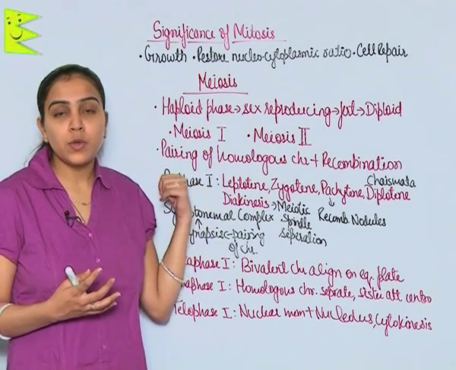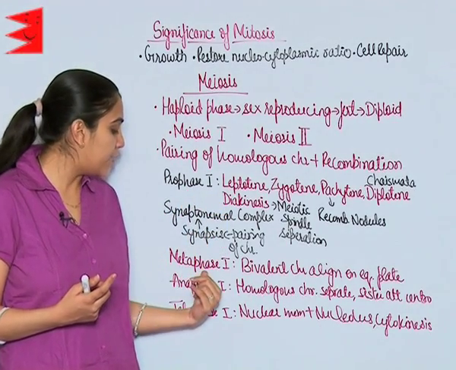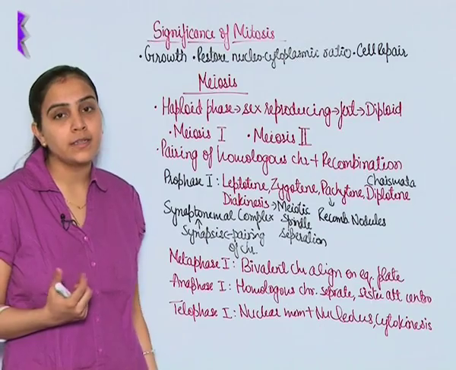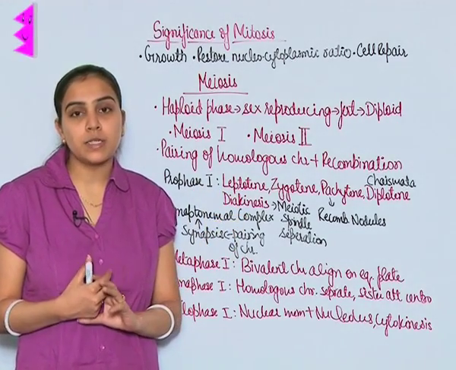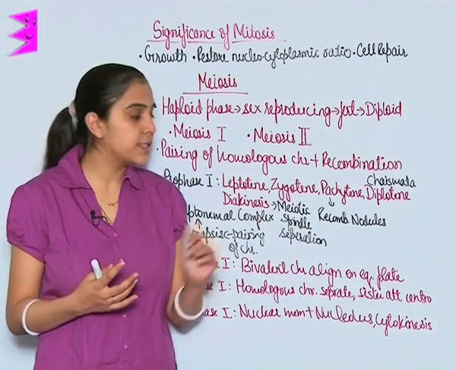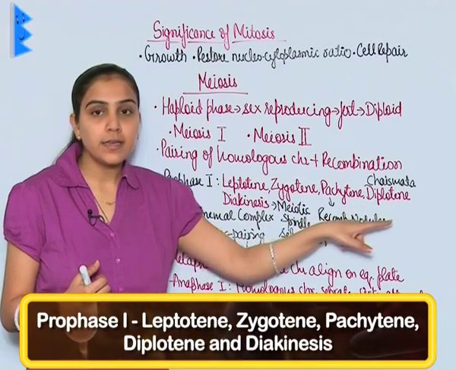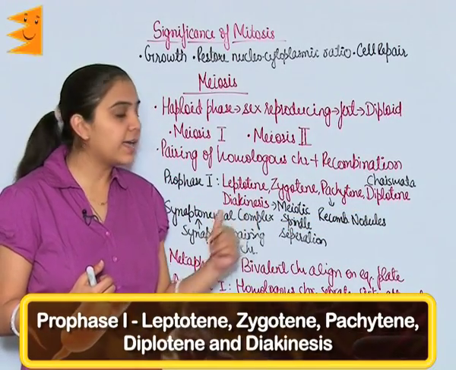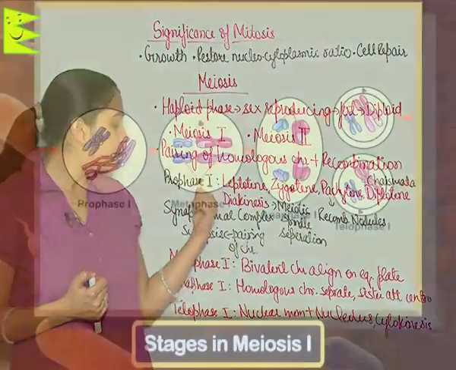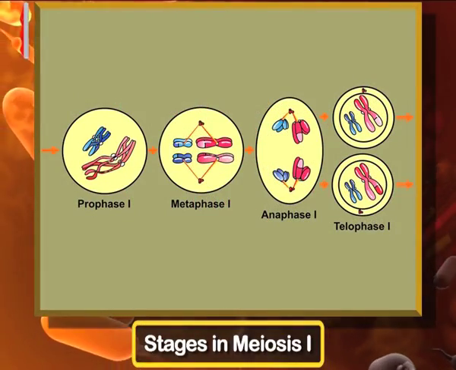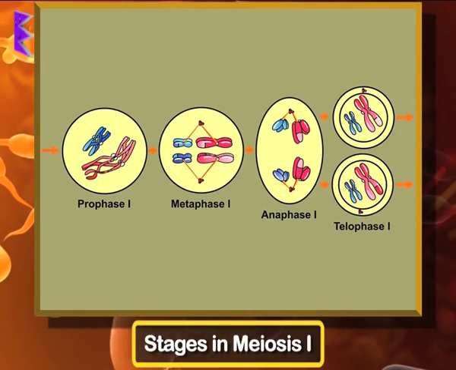Meiosis 1. Meiosis 1 is marked by prophase 1, metaphase 1, anaphase 1 and telophase 1. Prophase 1 is further marked by 5 stages: leptotene, zygotene, pachytene, diplotene and diakinesis. You can see in the diagram prophase, then metaphase 1, anaphase 1 and telophase 1.